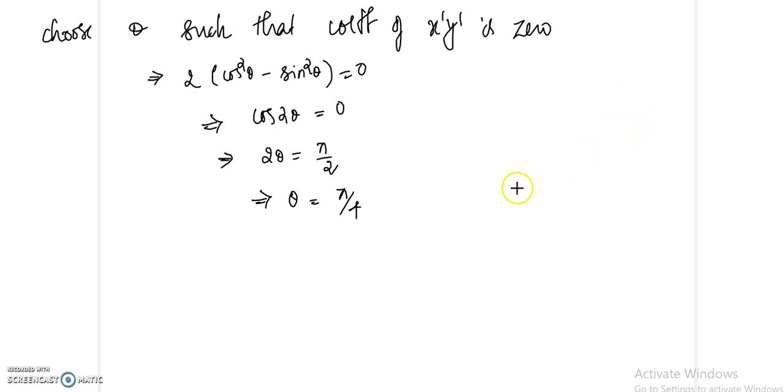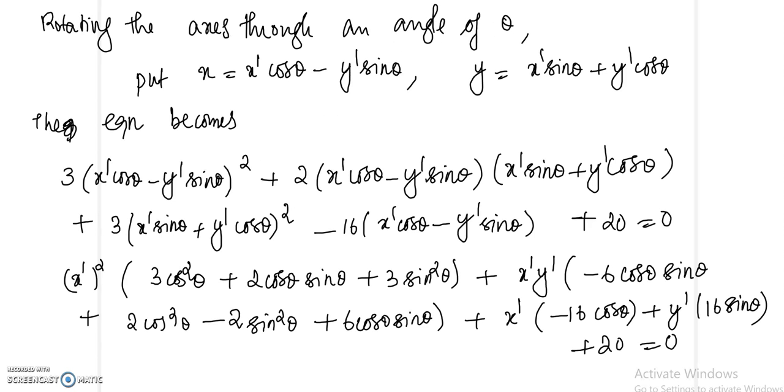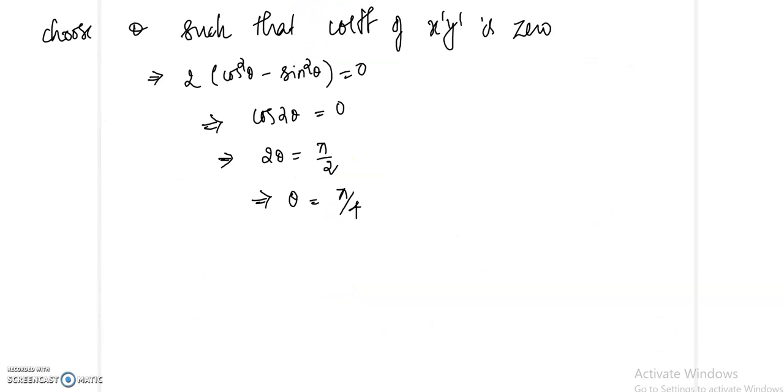Then cos theta and sin theta both will be 1 by root 2. So let us substitute in the given equation. So the coefficient of x dash square will be 3 cos square plus sin square, 3 into 3 plus 2 into 1 by root 2 into 1 by root 2. Then you get 1. So the x dash square coefficient will be 4.